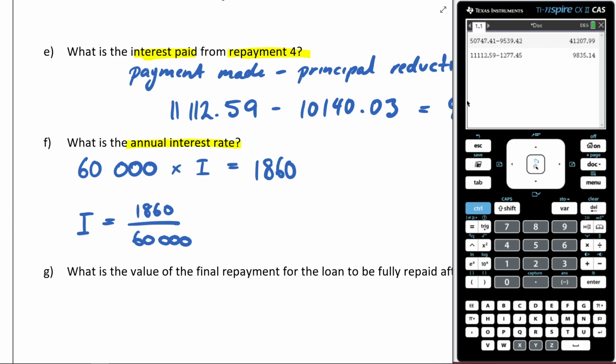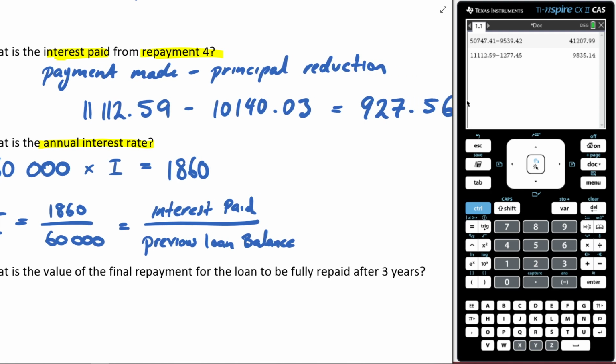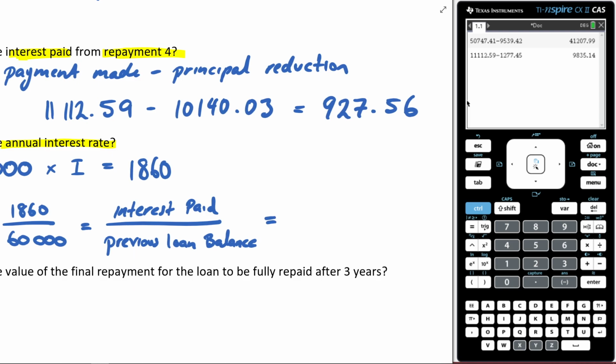So in other words, whenever you want to figure out the interest rate, you say, what's the interest paid? In this case, 1,860. And you divide it by the previous loan balance. And when you do that, you will get your answer. So if I do this here, I'm going to get 1860 divided by 60,123, so it's going to be 0.031.